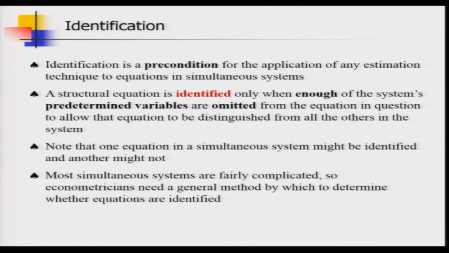So, simultaneous systems are fairly complicated. So, econometricians need a general method by which they determine whether equations are identified or not, and for that we have some methods called order condition and rank condition, and that is what we are going to study next.